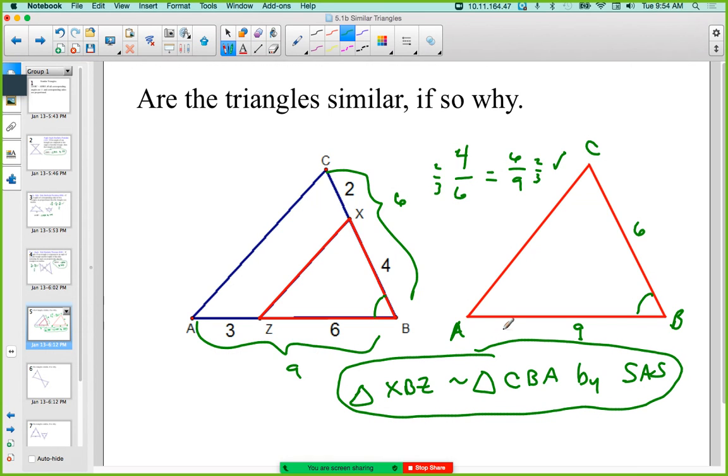Okay, there's our similarity statement. And again, it has to include this side, angle, side part if we weren't given all the information at the beginning. Like if we weren't given 3 congruent angle pairs and 3 side lengths that we can then show to be proportional. In this case, all we have are 2 side lengths and 1 angle, but it's enough for side, angle, side.